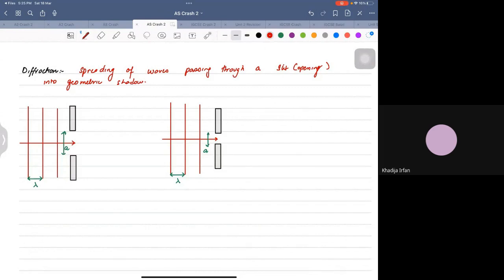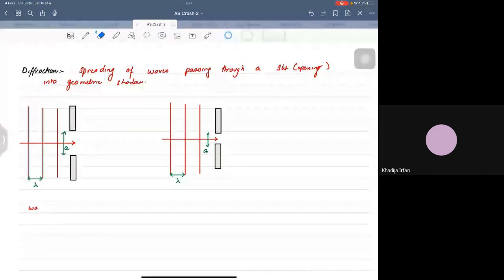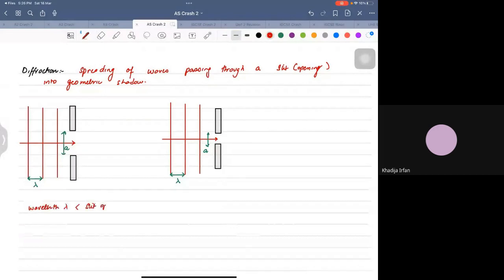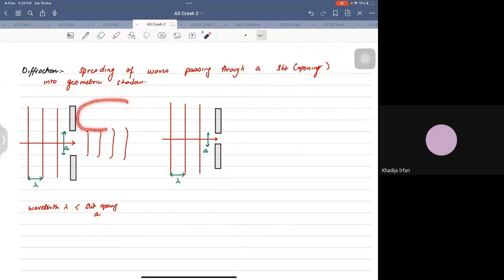if the wavelength lambda is less than the slit opening area, then what you see is very little diffraction happening, almost none. And waves do not spread into geometric shadows. Like this section that you see here, these are the geometric shadows because they're behind the barrier or obstacle that we're trying to cross.